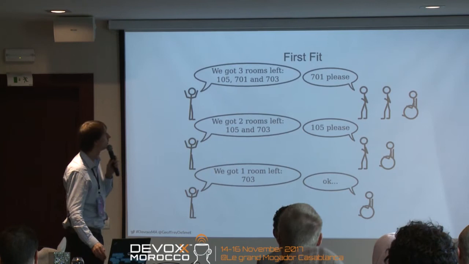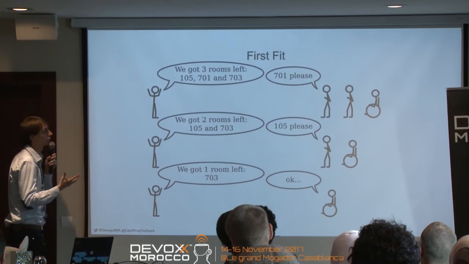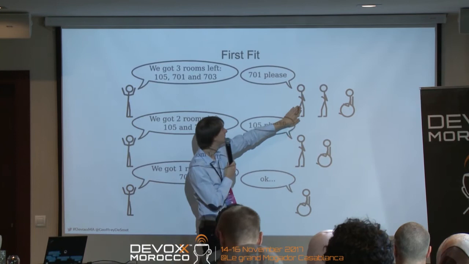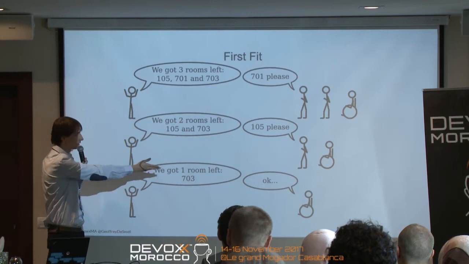Well, one way is we use something called construction heuristics. It's greedy heuristics. Let me explain how they work. Here we have to assign hotel rooms. People are coming in, and we just assign the first room. He gets room 701. He gets room 105. He gets room 703 because it's the only one left, right? And you can see it's not on the bottom floor, so it's not optimal, right?